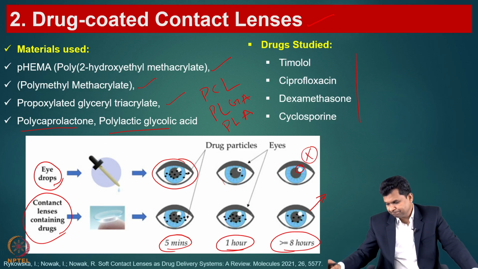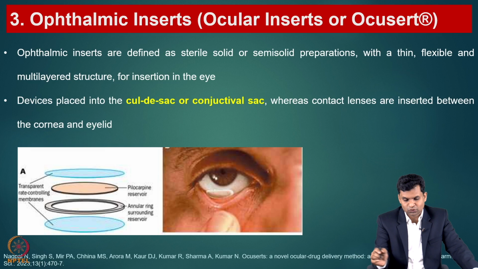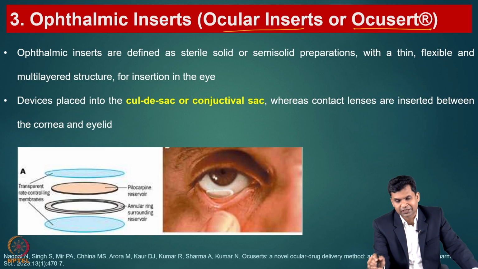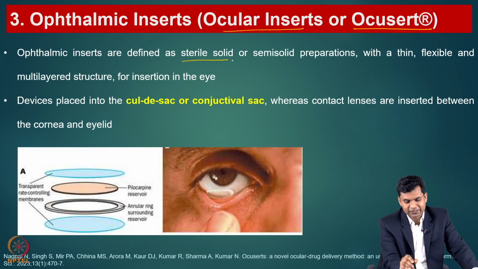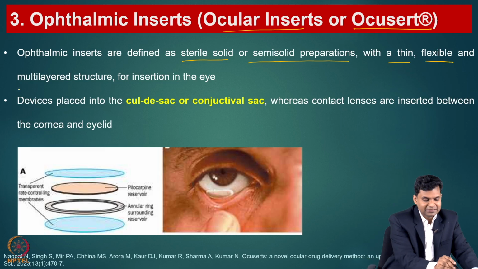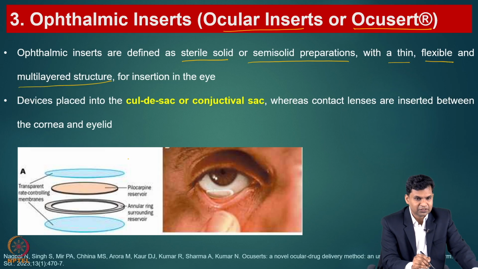elute slowly. And the third category is ophthalmic inserts, which are also called ocular inserts, also known as Accuset. So, ophthalmic inserts are sterile, solid or semi-solid preparations with a thin, flexible, multi-layered structure that you can see in the picture representation. So, these have multiple layers.